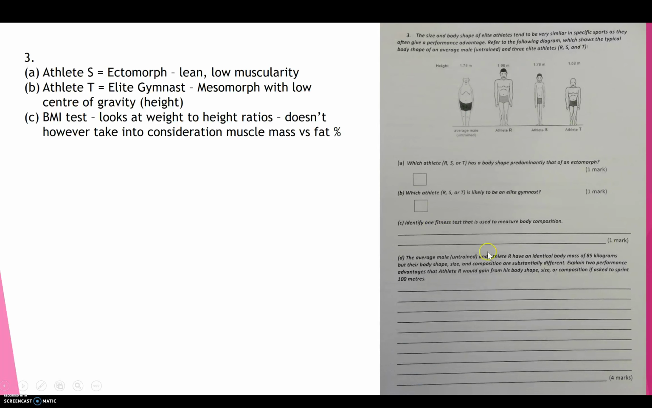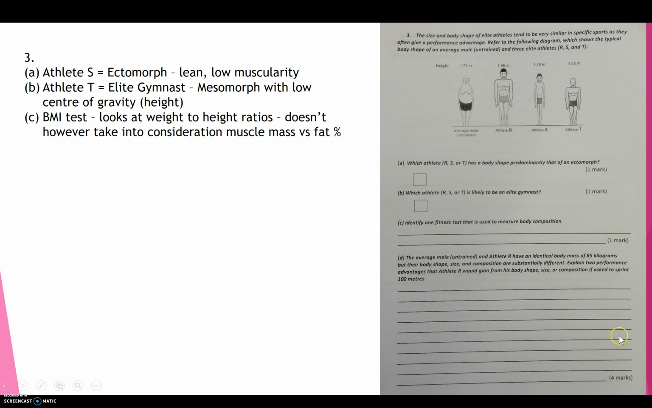To identify one fitness test that's used to measure body composition: the BMI test. A lot of people just got that off their own back. It was a bit of a question that we didn't really study for, but you just need to know these tests. The BMI test looks at weight to height ratios, however it doesn't take into consideration muscle mass versus fat percentage.